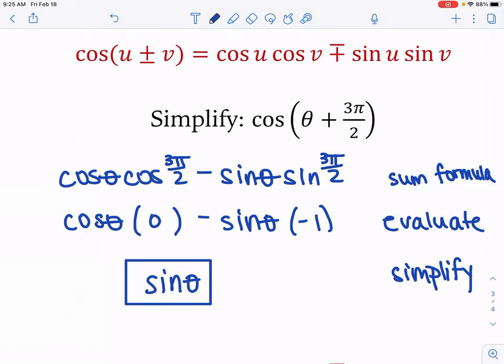Anytime we are simplifying or doing an identity, I want those explanations, just like we did last week. You're gonna remember because I'm gonna remind you.